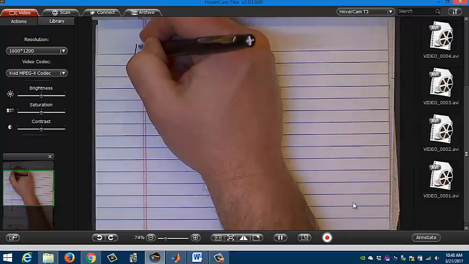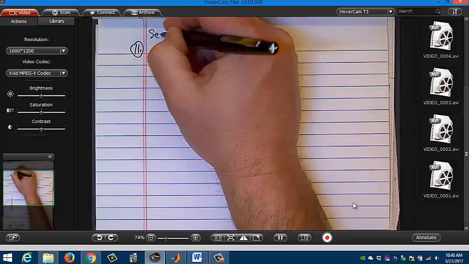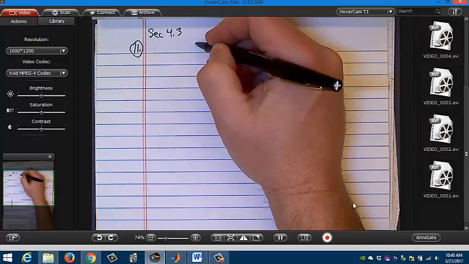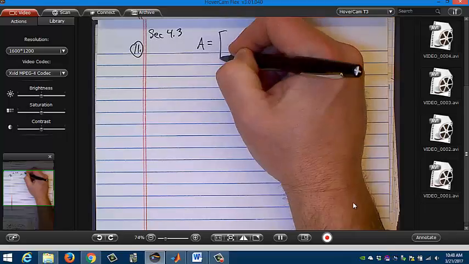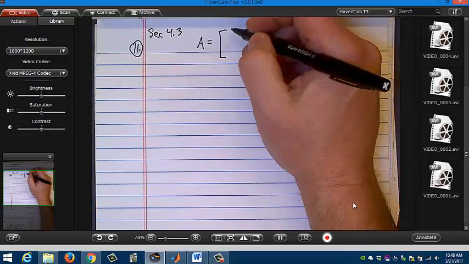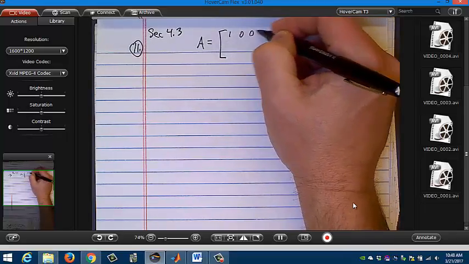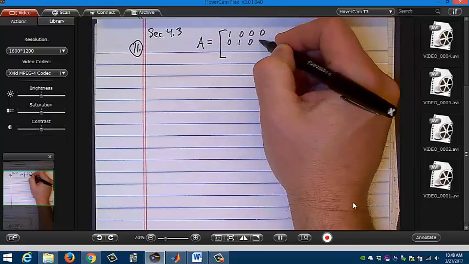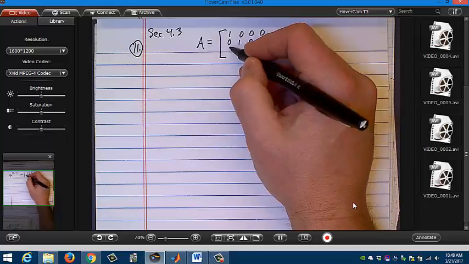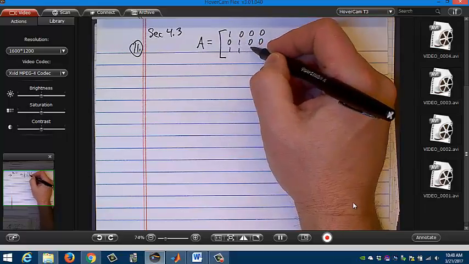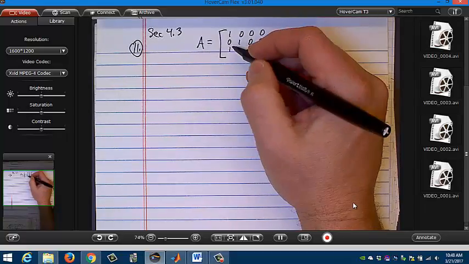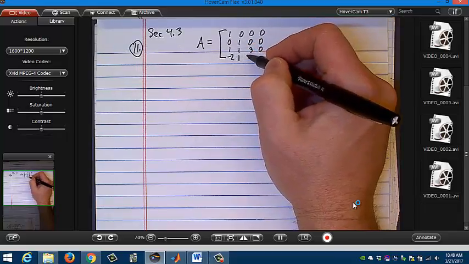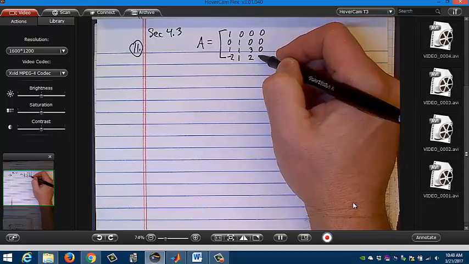This is section 4.3 on eigenvalues. They tell me that A is the matrix 1, 0, 0, 0, 0, 1, 0, 0, 1, 1, 3, 0, negative 2, 1, 2, negative 1.